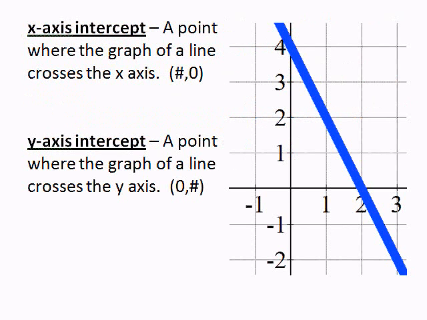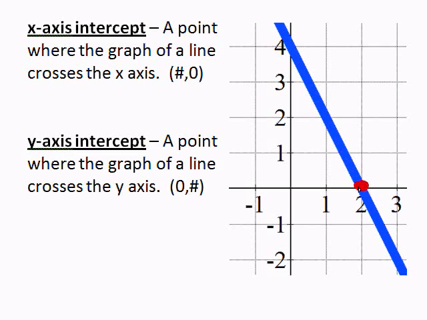So, starting off with our first two vocabulary words, one of which we've already seen, the x-axis intercept is a point where the graph of a line crosses the x-axis. The y-axis intercept is a point where the graph of a line crosses the y-axis. I'm going to do the x-axis intercept in red. Let's find where the line crosses the x-axis.